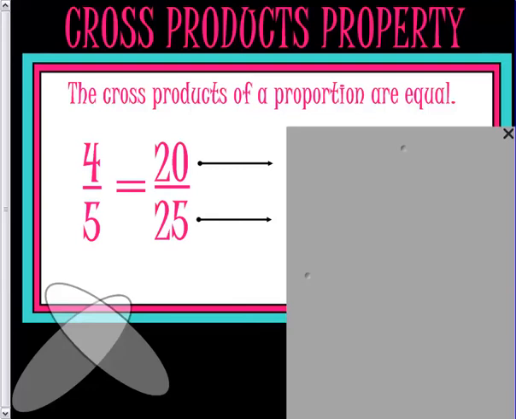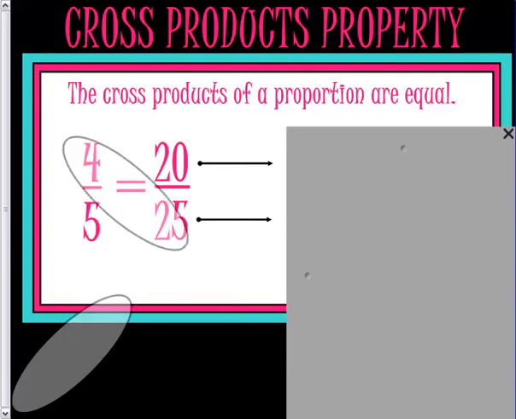Today we're talking about proportions. A proportion is two equivalent rates or ratios. Now, one way that we can tell that two rates or ratios are proportionate is if the proportions are equal. Now, what do we mean by this? The cross products have to be equal.